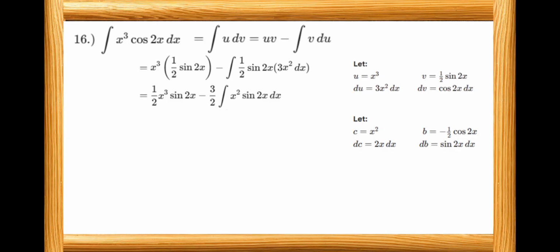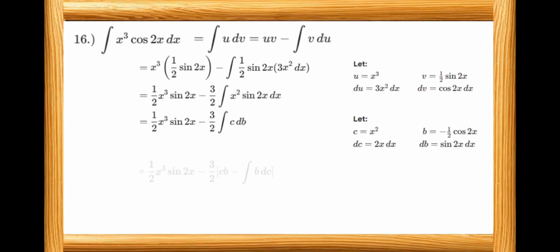integration by parts. We let c equals x squared, dc equals 2x dx, db equals sine 2x dx, b equals negative 1/2 cosine 2x. In step 6, after setting our values, we let c equals x squared and db equals sine 2x dx. This transforms the integral of x squared sine 2x dx into the form of the integral of c db. So we have 1/2 x cubed sine of 2x minus 3/2 times the integral of c db.